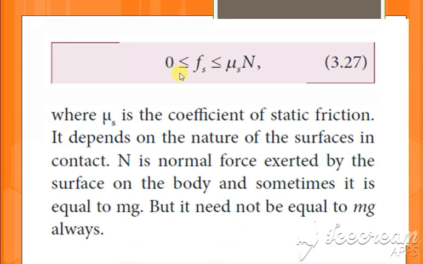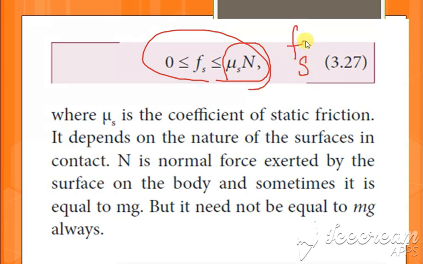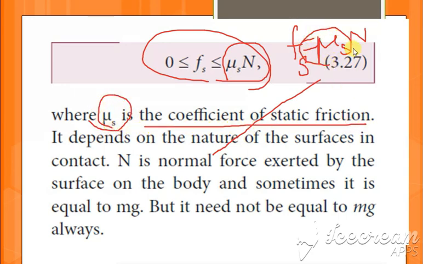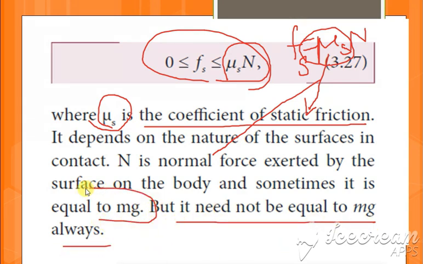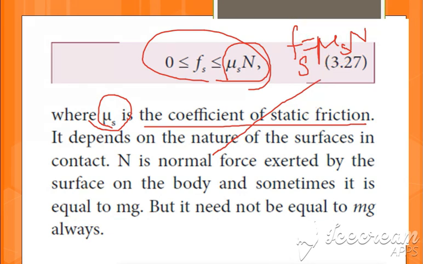So this is the equation for static friction, given by 0 less than or equal to f of s less than or equal to mu s of n. This is very important: f of s equals mu s of n. Here n is the normal force and mu s is the coefficient of static friction. But n need not be equal to mg always. Here, the normal force need not be equal to mg. Okay, so clear with the condition for static friction.